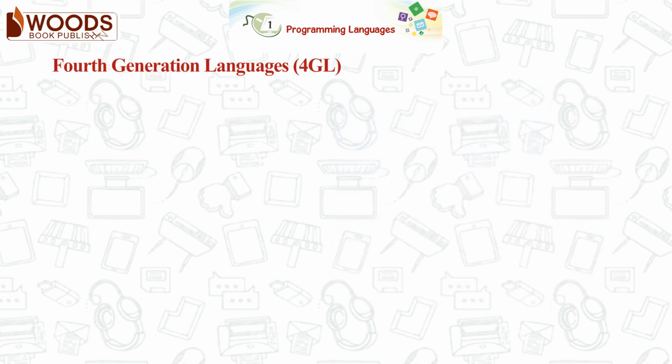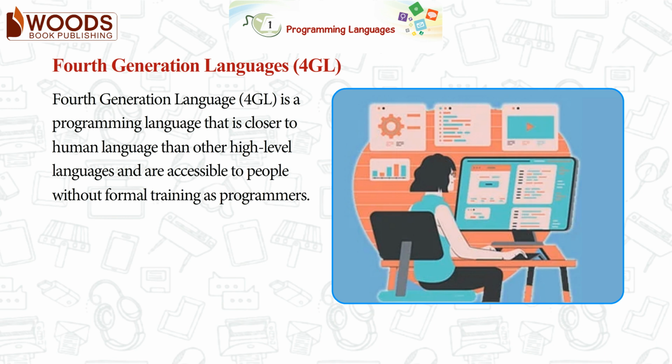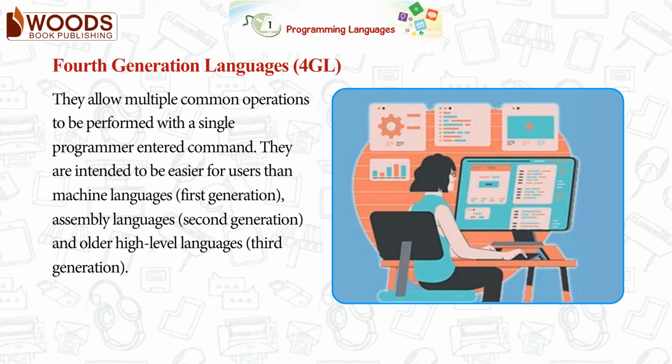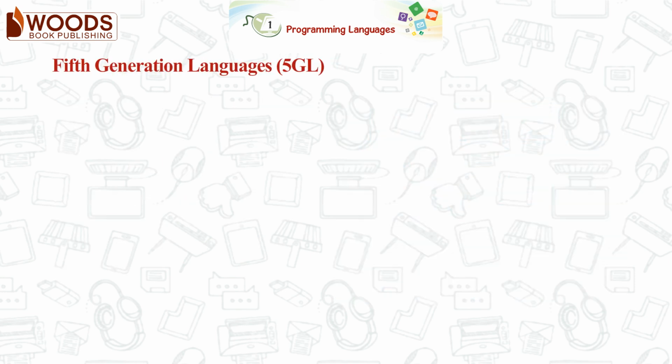Fourth generation languages, 4GL. Fourth generation language 4GL is a programming language that is closer to human language than other high-level languages and is accessible to people without formal training as programmers. They allow multiple common operations to be performed with a single programmer-entered command. They are intended to be easier for users than machine languages (first generation), assembly languages (second generation), and older high-level language (third generation).